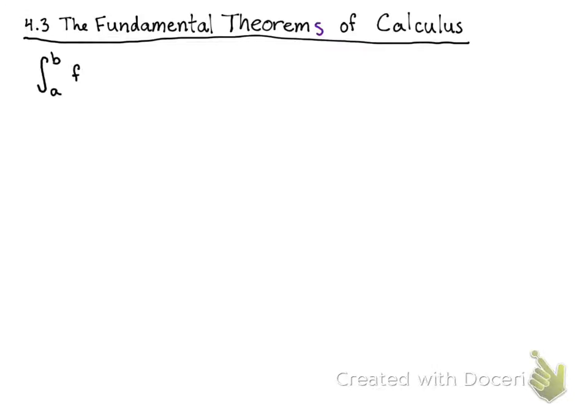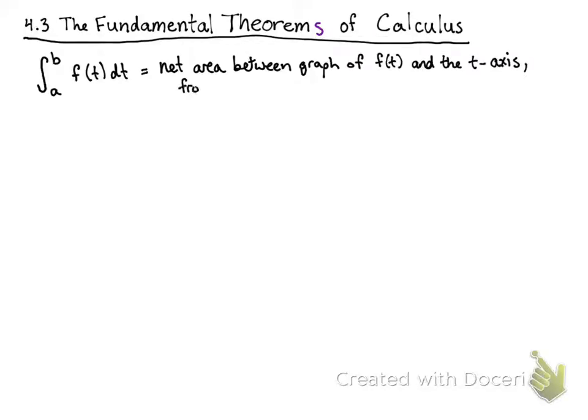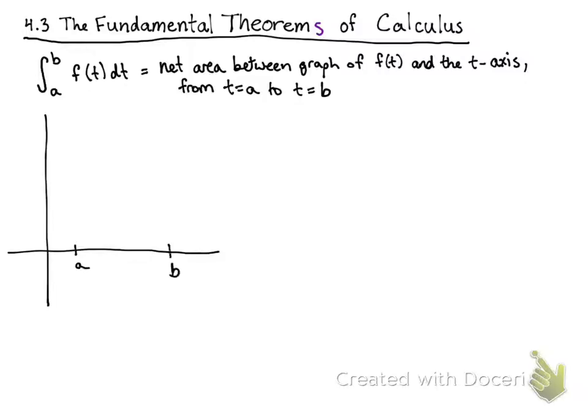So, let's remember what we have. When you see an integral like this, and remember f of t dt could be f of x dx or f of k dk, that's just whatever the input variable we're thinking about is. When you see this integral, that represents the net area between the graph of the function and the horizontal axis between these two input values, a and b. So it looks like this. There's our function, there's t equals a and t equals b, and that integral represents that shaded area.